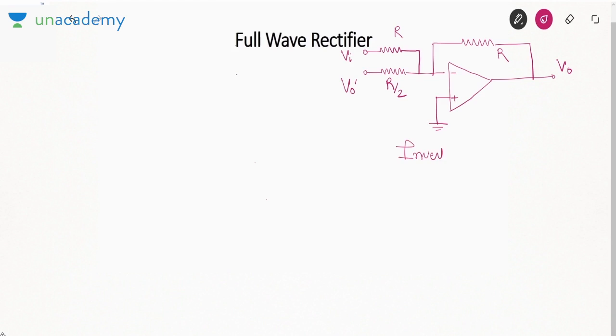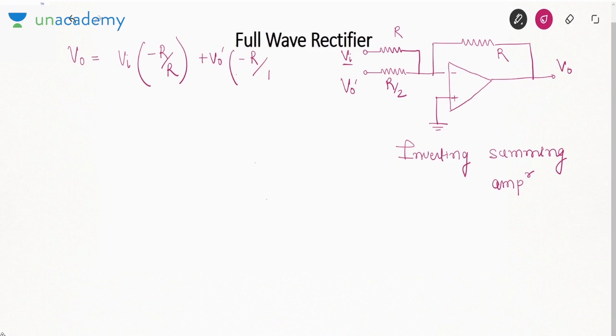an inverting summing amplifier. In this case, what is the procedure that we use? We make use of superposition. So I'll say V naught is, if I talk about Vi, what is the gain of Vi in an inverting amplifier? Minus Rf by R1. Then for V naught dash, what is the gain? Minus Rf is minus R, R1 is R by 2. So it is minus 2 V naught dash minus Vi.